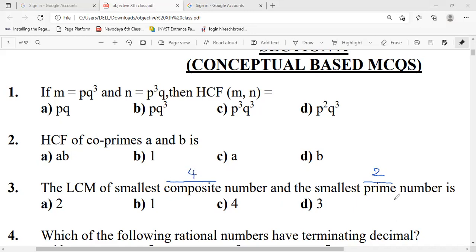If you take the LCM of 2 and 4, what will you get? 2 into 2 into 1. That means the LCM is 4. Okay, I think it's clear.